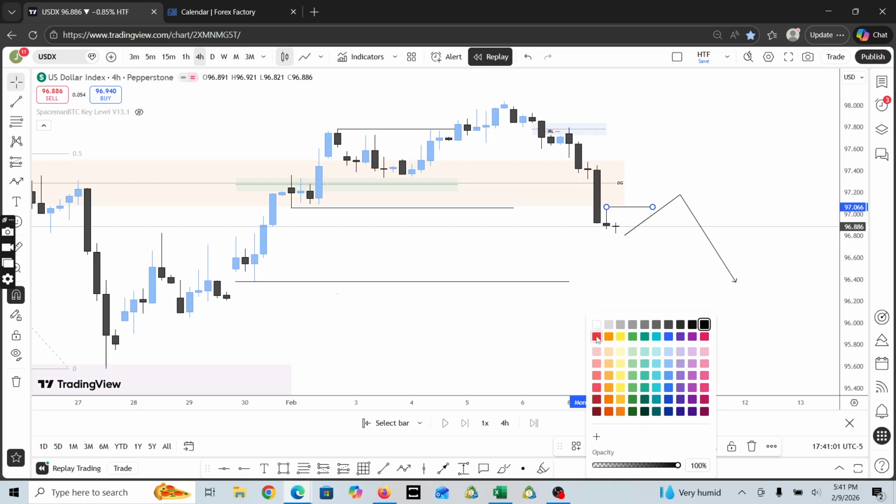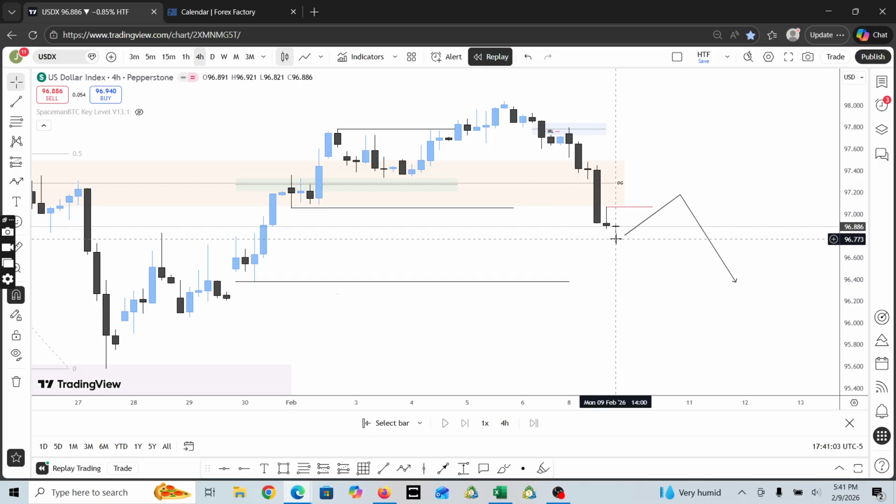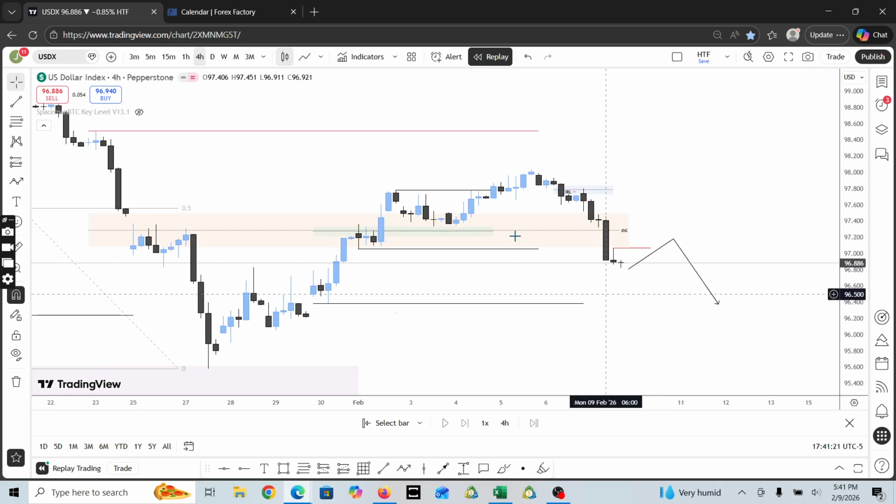Change this to red. Right? It's not necessarily that price should trade very deep into the inefficiency level. It can just wick, then give us the signature to continue to the lower side if price is indeed very, very, very bearish. Right?